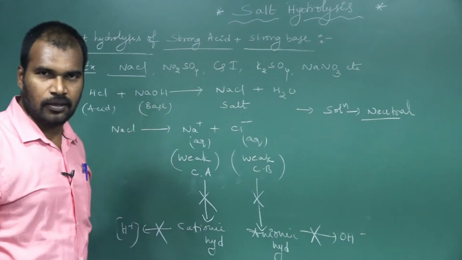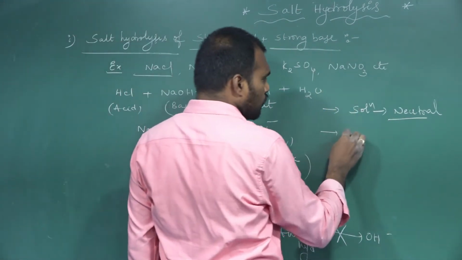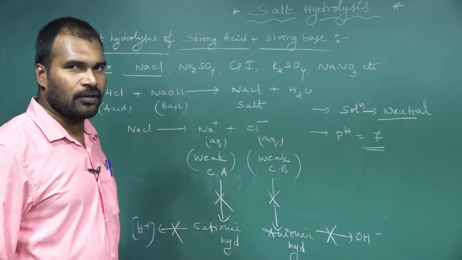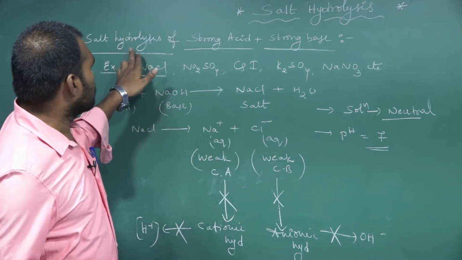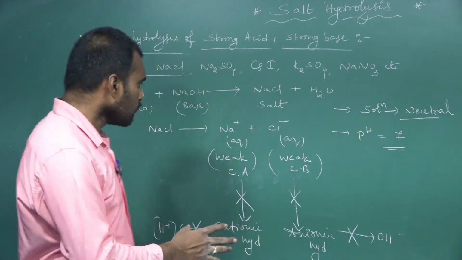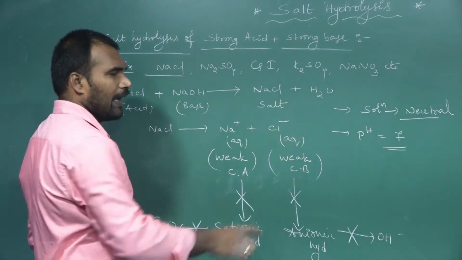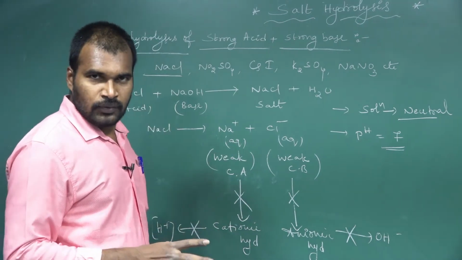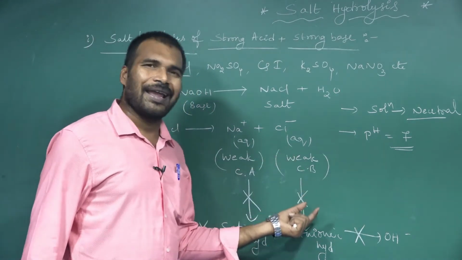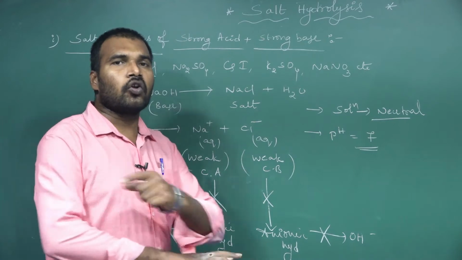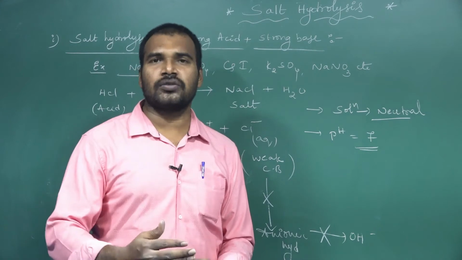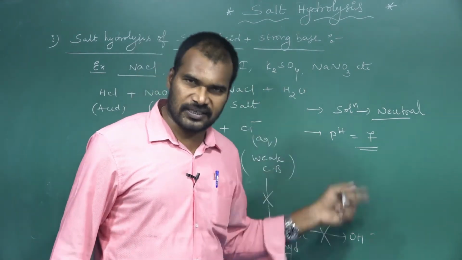Okay, so there was no change. If the solution is neutral, then its pH value is what? 7. pH value is 7. So the final conclusion: the salts which are made up with strong acids and strong bases, in this case both the ions, cation and anion, are weak. If the ions are weaker, they cannot undergo hydrolysis. There was no cationic hydrolysis and anionic hydrolysis. So therefore no change in the concentrations of H plus ions and OH minus ions. So the solution becomes neutral, whose pH value is 7.